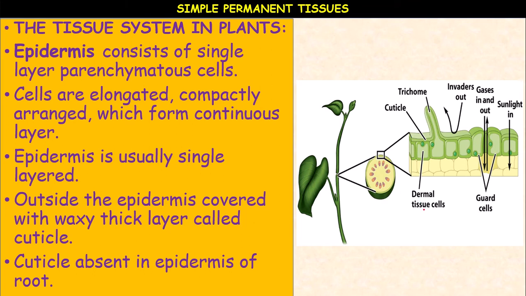The dermal tissue cells are present in a single layer. It possesses outgrowths like trichomes, especially in the epidermis of the stem. They prevent water loss from the plant. And see the cuticle here: the cuticle is absent in the epidermis of roots, but it is present in the epidermis of the stem. So, this is the structure of the epidermis.